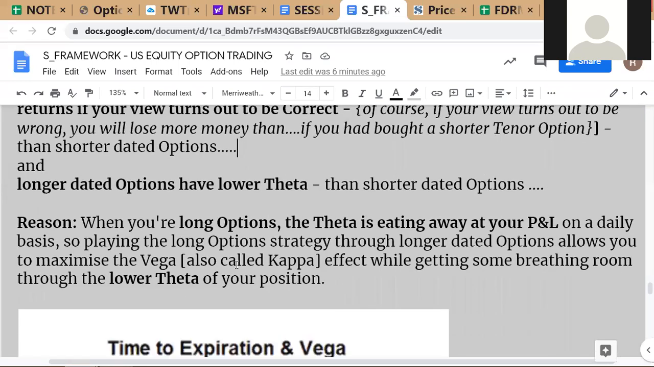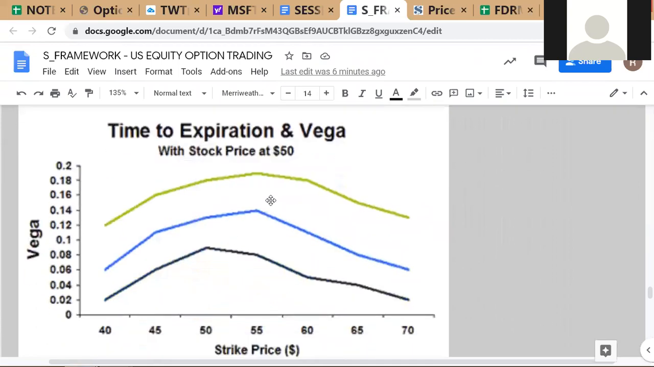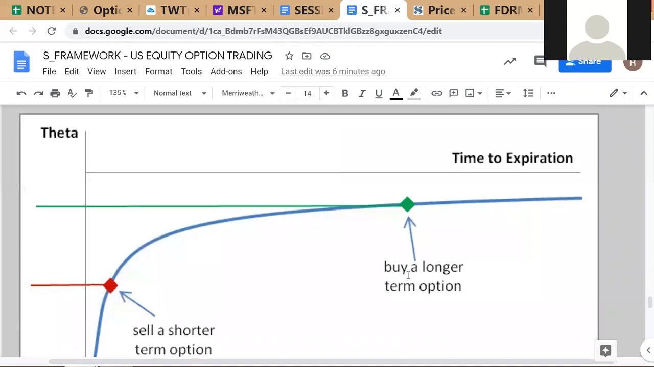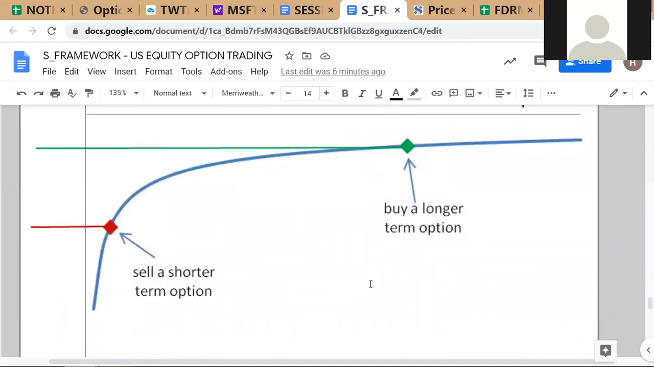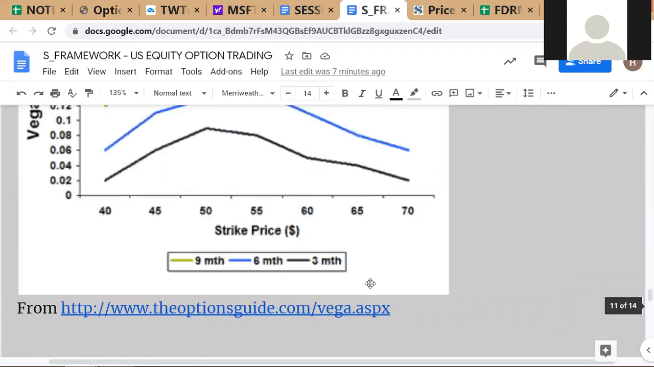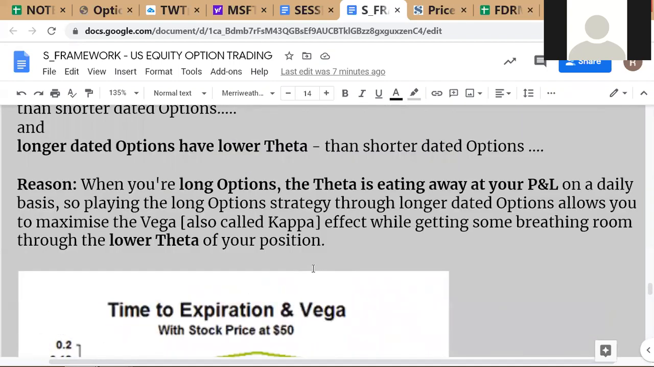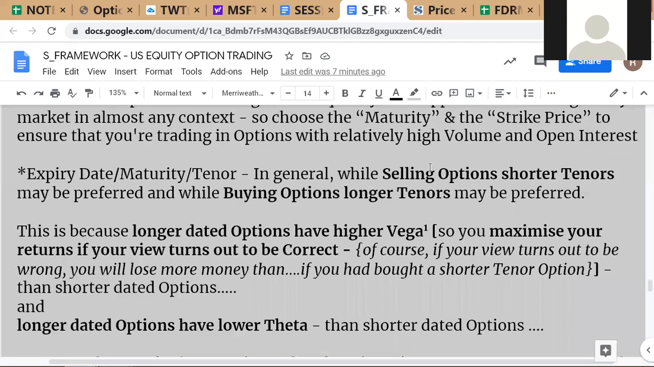So these are the two charts that I showed you: higher Vega for longer dated options and lower theta for longer dated options. Those two combinations are just properties of options. You can't do anything about them. But in arriving at your strategy, you are trying to take advantage of the properties of options. That's what you're doing. That's why you have this situation, and that's why you have this kind of rule: selling options with shorter tenors, buying options with longer tenors.